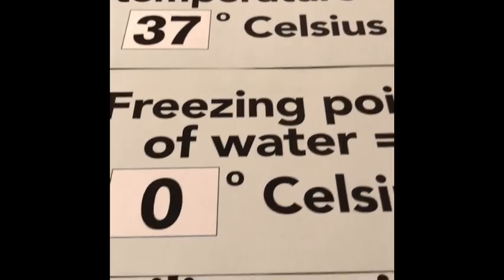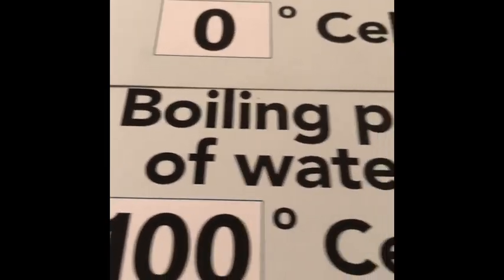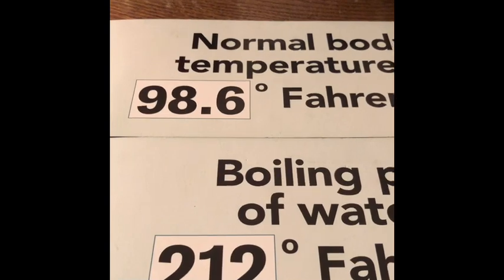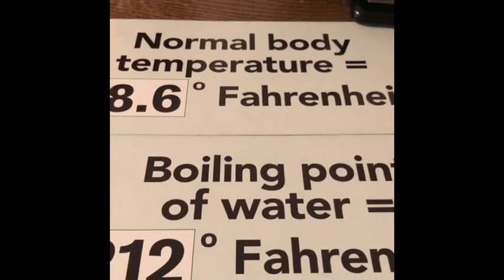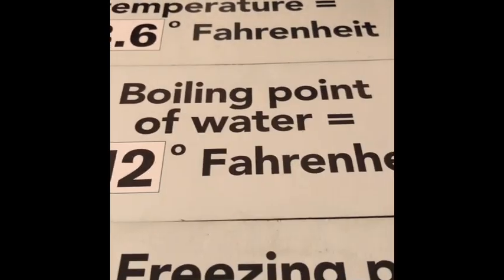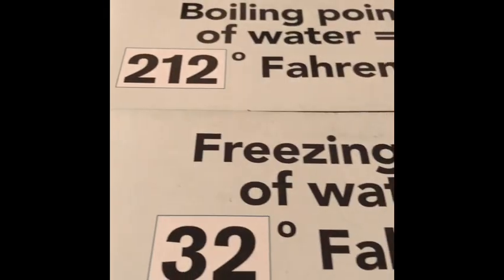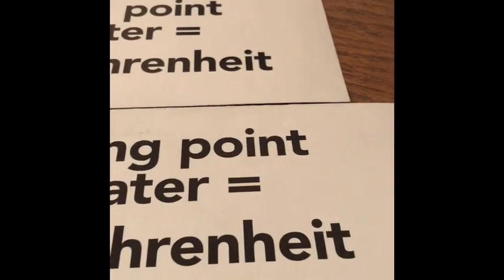The first drill: normal body temperature is 37 degrees Celsius. The freezing point of water is 0 degrees Celsius. The boiling point of water is 100 degrees Celsius. Normal body temperature is 98.6 Fahrenheit. The boiling point of water is 212 Fahrenheit. The freezing point of water is 32 degrees Fahrenheit.